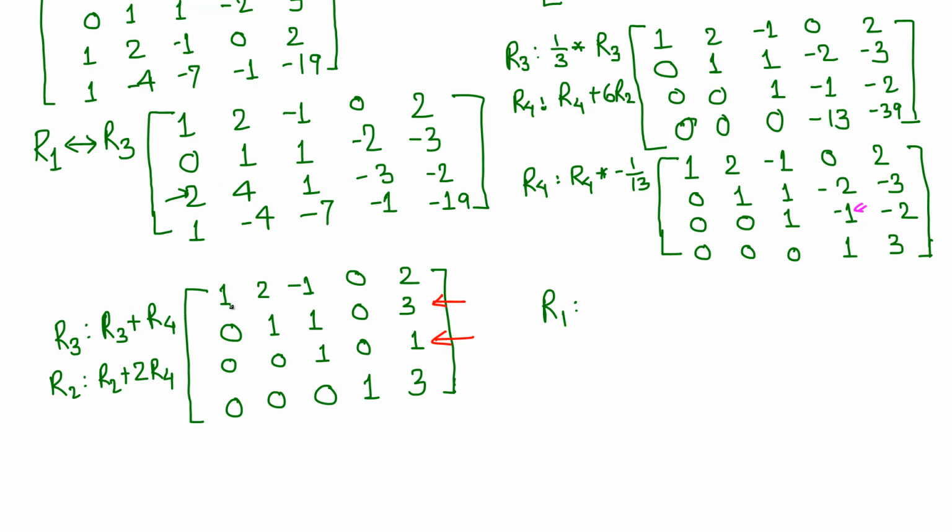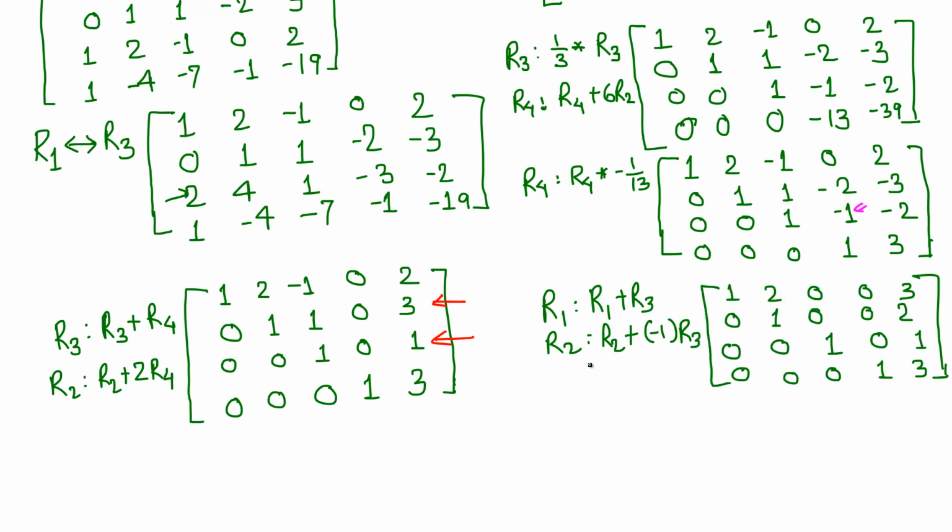Okay, in R1, to make this 0, negative 1 and 1, it's already 0, so R1 plus R3. In R2 we want to make this 0, so R2 plus we multiply by negative 1 R3. Okay, let's do this. So we perform these two operations. So we got a new first row and second row. So we are basically done with the second row as well. From these three rows we can see the solution for the last three: x4 is 3, x3 is 1, x2 is 2.